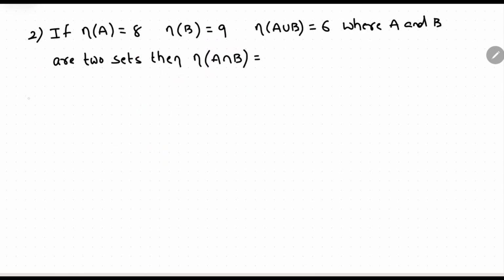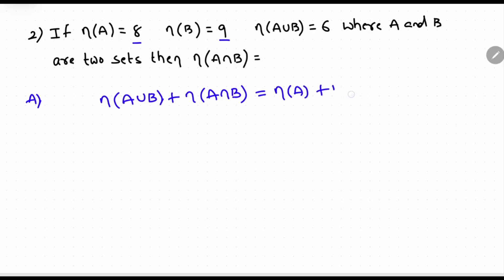Now in the given problem, number of elements of A is equal to 8, number of elements of B equals to 9. So number of A union B is equal to 6. Then we have to find n of A intersection B. So we are having a formula: n of A union B plus n of A intersection B equals n of A plus n of B.